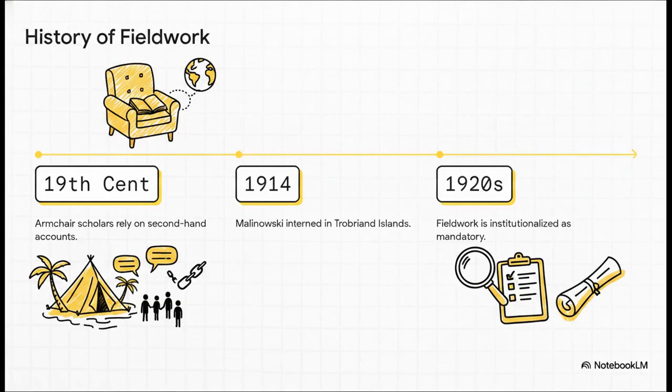But everything changed in 1914. Bronislaw Malinowski, a Polish anthropologist, was visiting Australia right when World War I broke out. Because Poland was annexed by Germany, he was technically labeled an enemy alien. To serve out his internment, he convinced authorities to let him live in the Trobriand Islands in the South Pacific. For over a year, he lived in a tent, learned the native language, and interacted directly with the people without any interpreters. He completely proved that to truly understand a culture, you have to immerse yourself in it. Thanks to his accidental exile, fieldwork became a mandatory, institutionalized science by the 1920s.